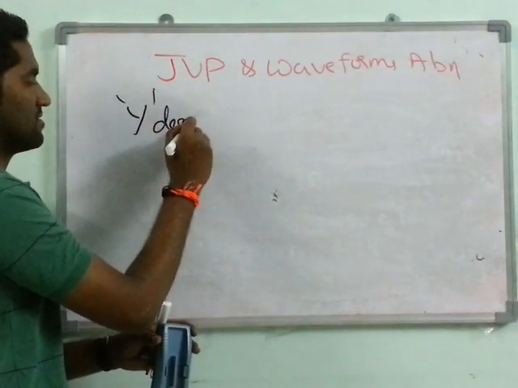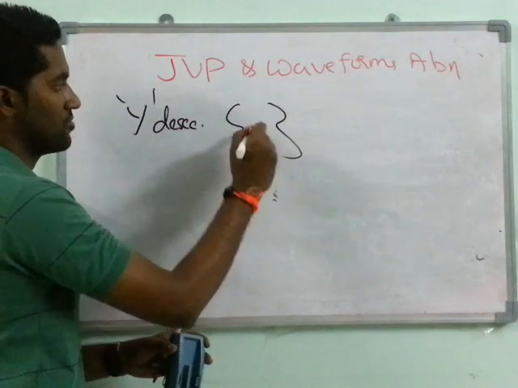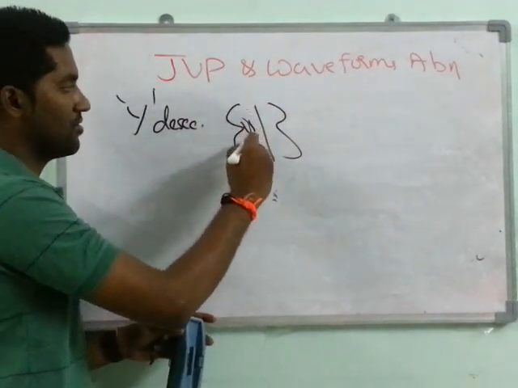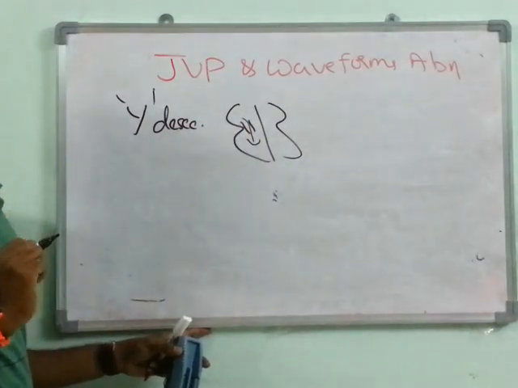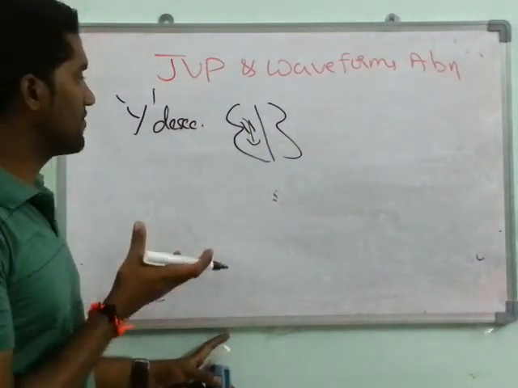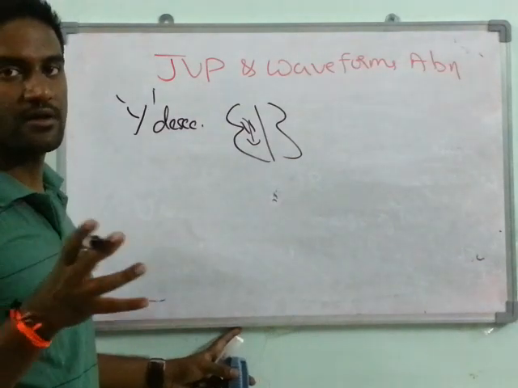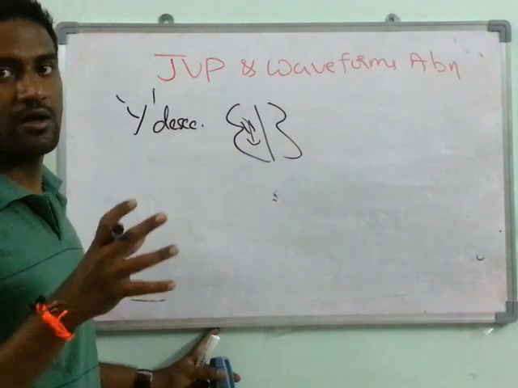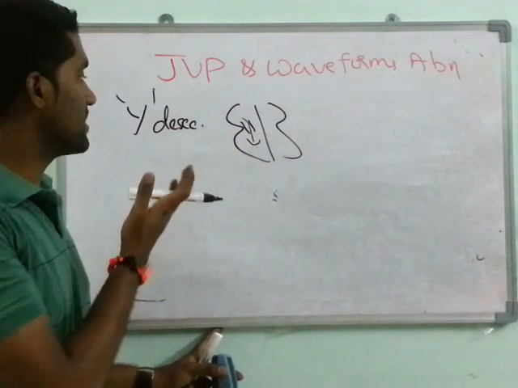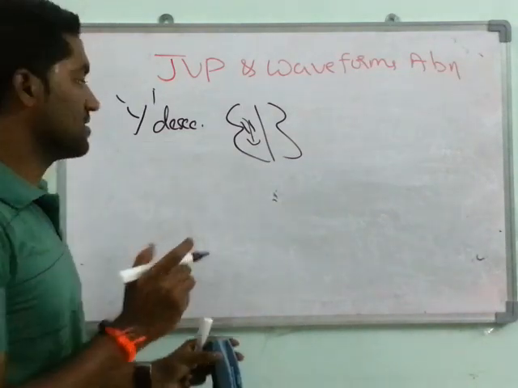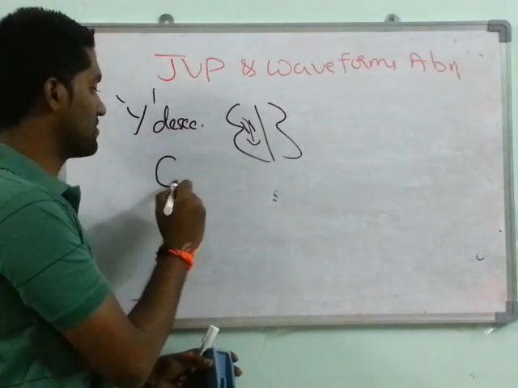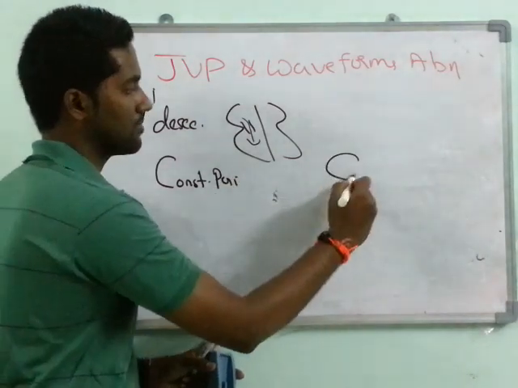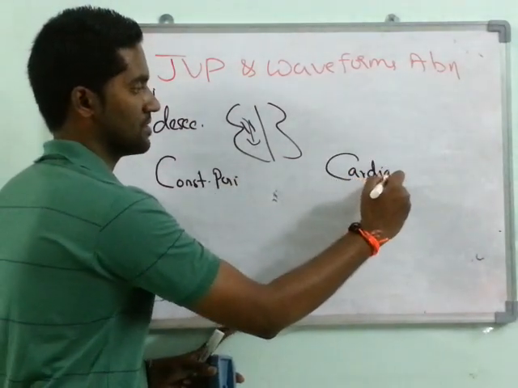Now let us see Y descent. So we have discussed Y descent is due to opening of tricuspid valve and flow of blood into right ventricle. So whenever there is good flow into the right ventricle, Y descent will be normal. Whenever there is impedance or whenever there is abnormal flow, there will be derangement in Y descent. In this we have to remember how is Y descent in constrictive pericarditis, how will it be in cardiac tamponade.